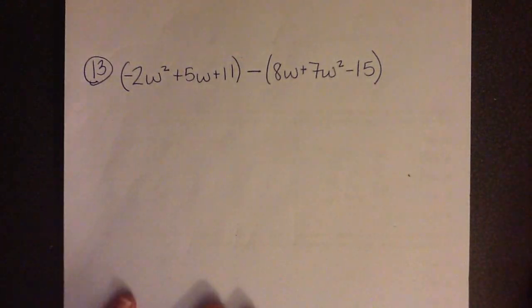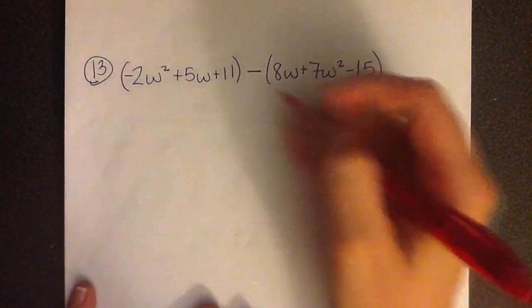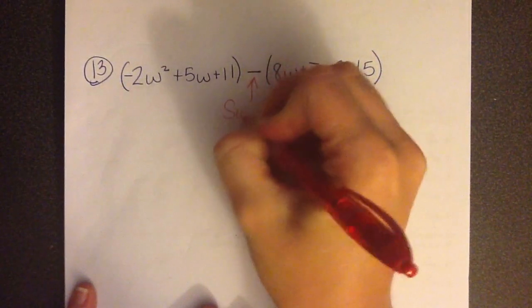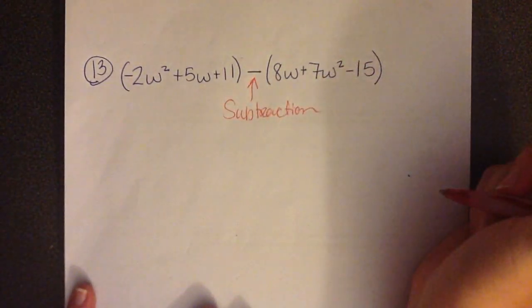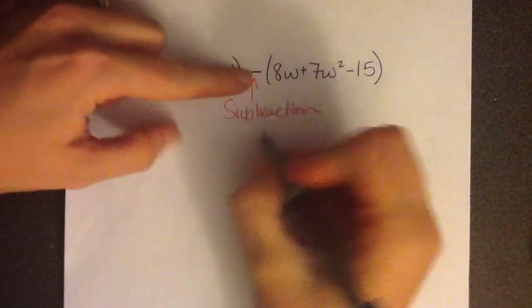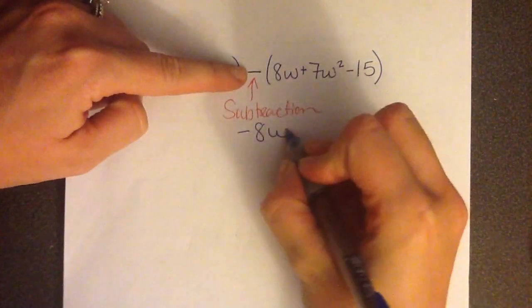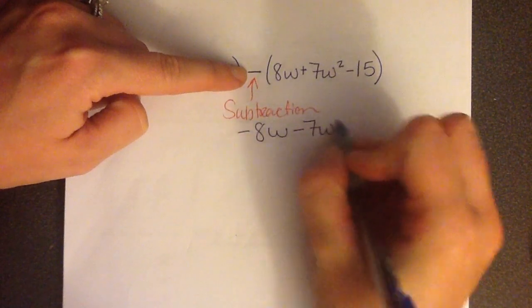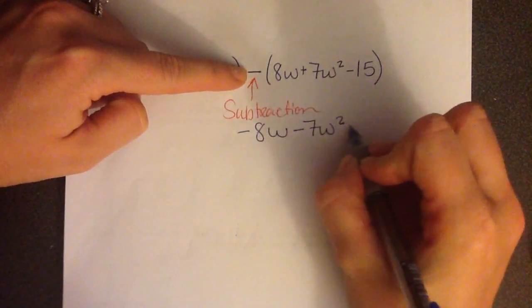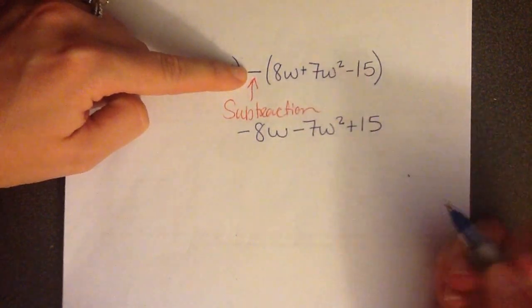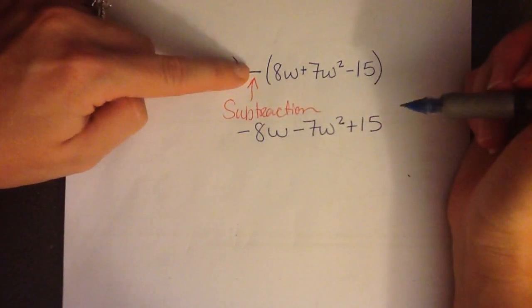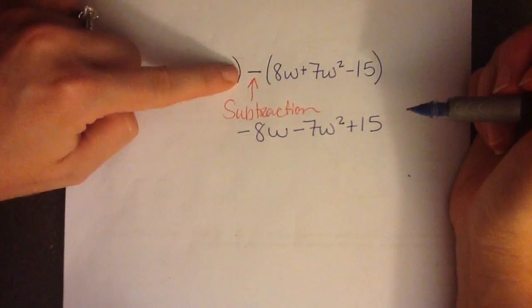Number 13. This is not a multiply problem. This is a subtraction problem, and you need to think about it like that. You're going to subtract 8w. You're going to subtract 7w squared. You're going to subtract a negative 15, so it becomes positive 15. You have to take this negative to all 3 terms.